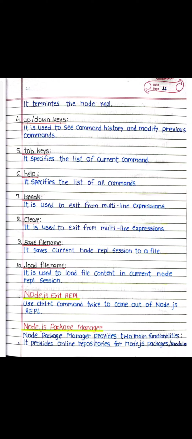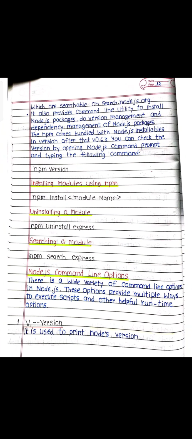Node.js package manager. Node Package Manager provides two main functionalities. It provides online repositories for Node.js packages or modules, which are searchable on search.nodejs.org. It also provides a command line utility to install Node.js packages, do version management and dependency management of Node.js packages. The npm comes bundled with the Node.js installables after version v0.6.3. You can check the version by opening the Node.js command prompt and typing the following command: npm version.